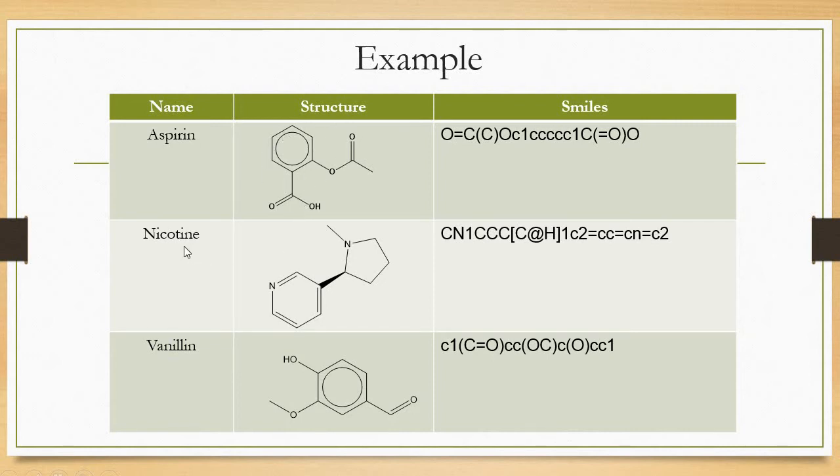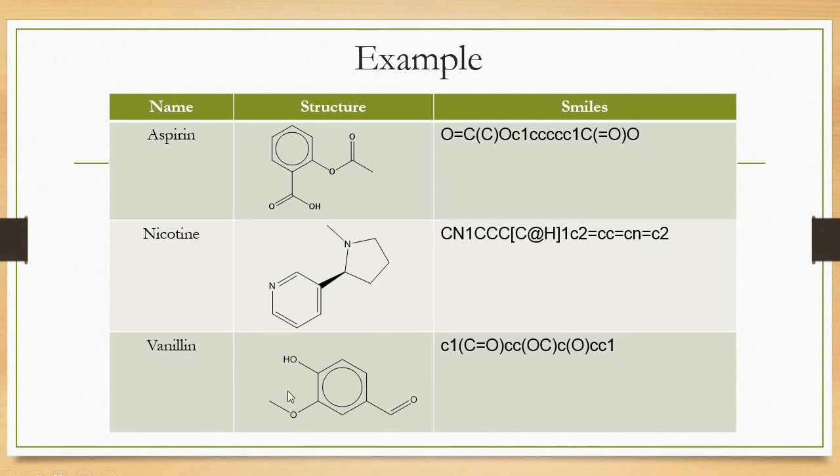Now another example is nicotine, and in nicotine there are an aliphatic ring as well as an aromatic ring. The aliphatic ring is represented by capitals, and the aromatic ring is represented by small letters. So it starts from here, CN1. CCC represents the ring. C@H represents this. We will discuss further in the lecture. And C2 double bond CC, CN and C2 represent this aromatic ring.